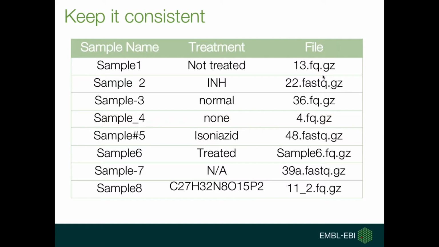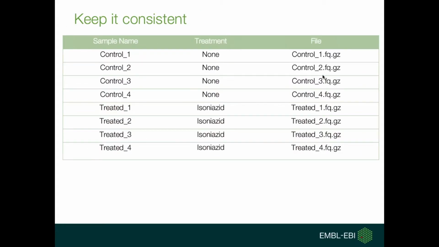Similarly, there are several different words used to describe a treated sample. For example, we've got treated, isoniazid, INH, and the chemical formula for isoniazid on the bottom there. They're all exactly the same thing. So when you are designing your experiment, sit down with everybody who's involved and agree on a way to label your different samples and agree on the words that you're going to use to describe them.